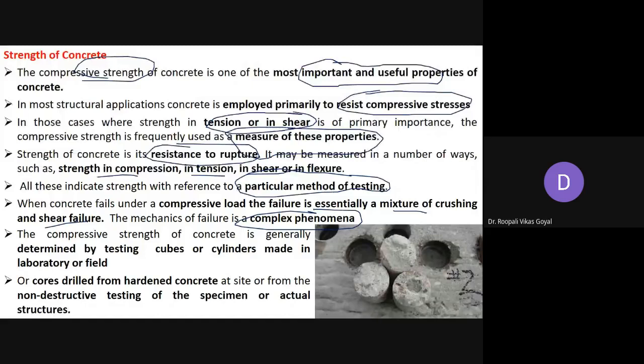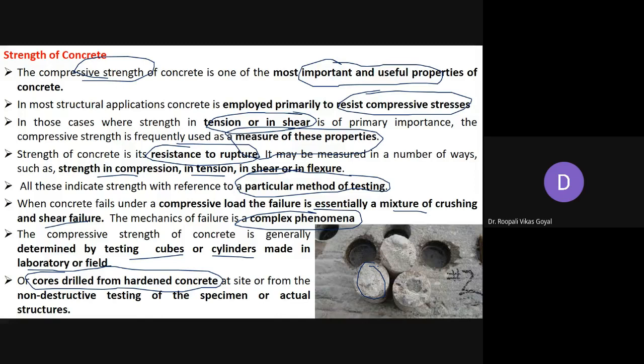The compressive strength of concrete is generally determined by testing cubes or cylinders made in the laboratory or field. So either you can cast it, and then after 28 days normally we check the strength of concrete. Otherwise, the second thing you can do is test cores which are drilled from the hardened concrete. The concrete which has become hardened has already acquired strength.